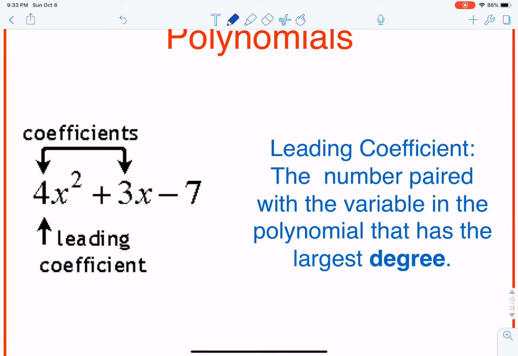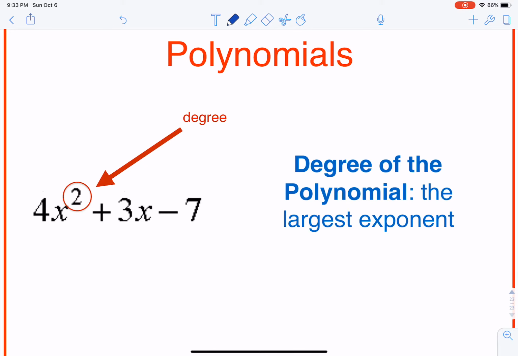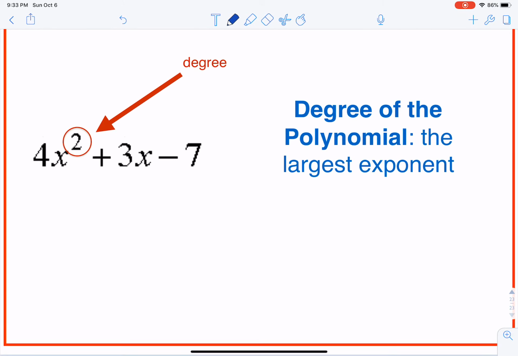So again, 4 is my lead coefficient because it's paired with the x squared here, and 2 is the degree of the polynomial. So degree, the largest exponent here. So those are just some polynomial vocabulary terms. You may have heard of some of them before, you may not have heard of some of them. So here, just so that we're all in the same field when we describe these polynomials, these are terms that we'll need to use sort of fluently moving forward.